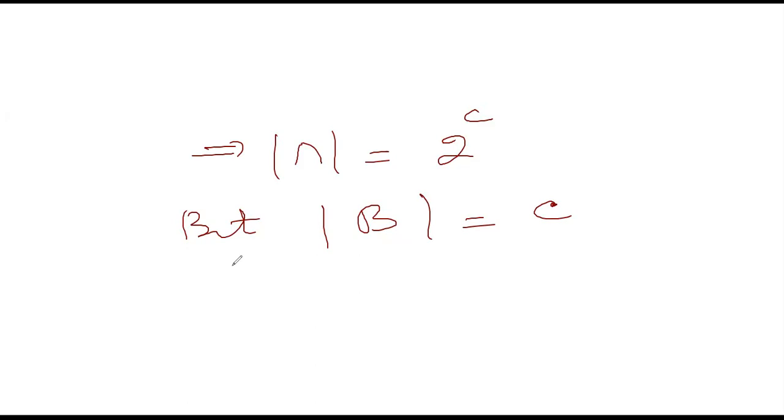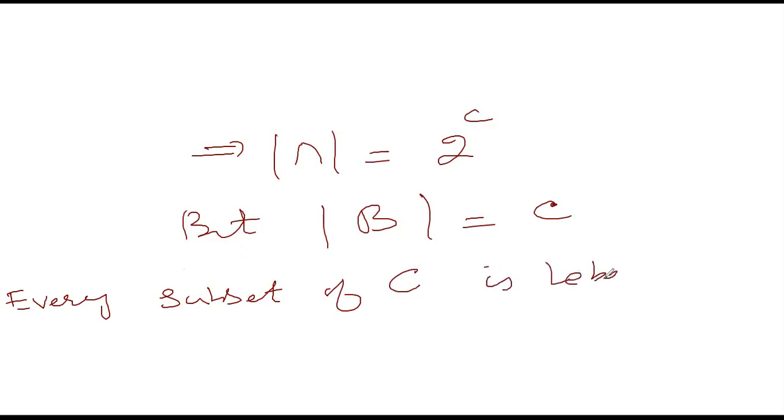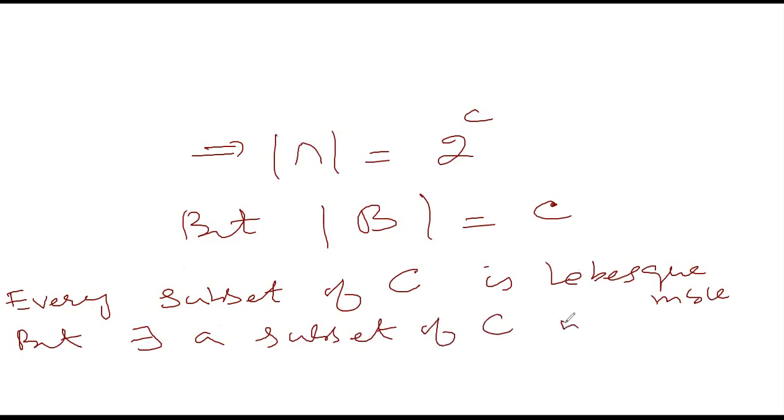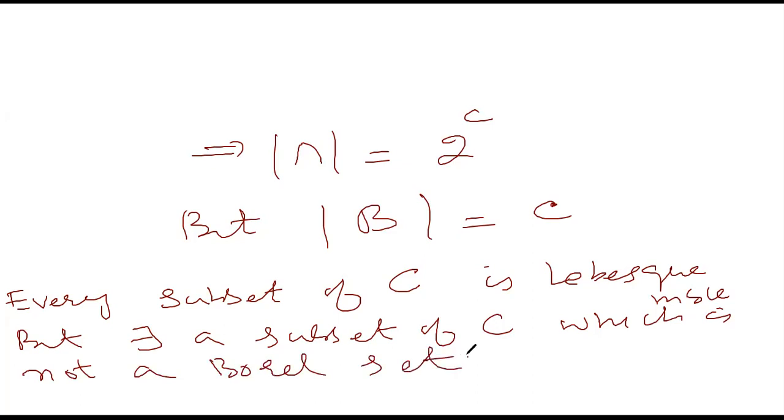Every subset of the Cantor set C is Lebesgue measurable, but there exists a subset of C which is not a Borel set. So there is a subset of C which is not a Borel set.